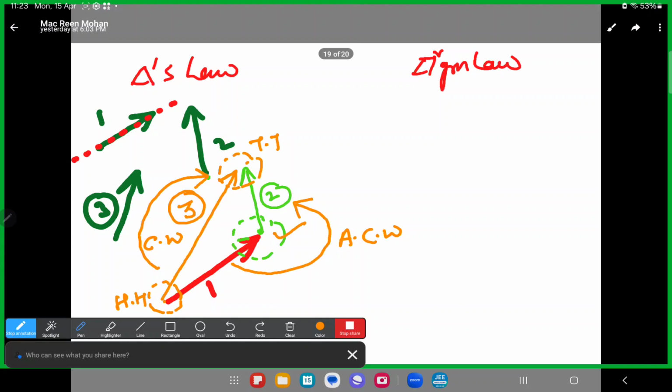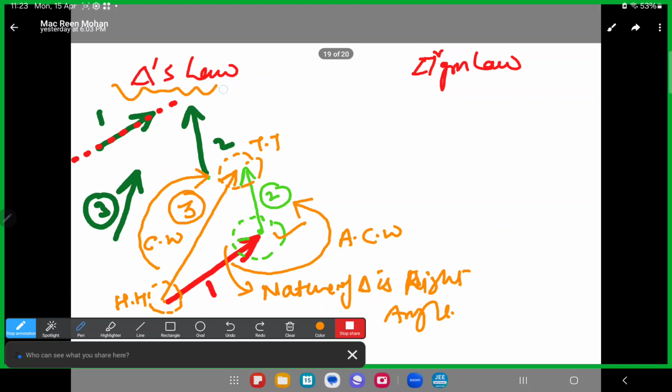For magnitude calculation, we can only do it if the nature of the triangle is right angle. If the triangle is right angled, we are able to calculate the resultant as well. Otherwise, we will only draw it. Clear? So this is called the triangle law.